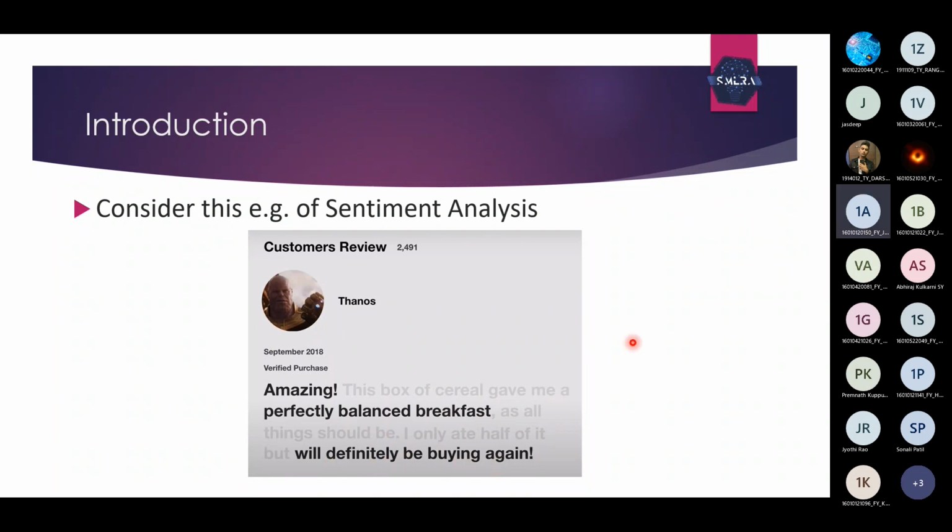So if you think as a human, you have got this comment about your product, say it's a cereal box, and the next day you are asked what the comment was about. You won't give the exact words. You won't say that a customer said these words, amazing, this box of cereal gave me. You won't remember like that. What you will remember is the keywords. He told that it was amazing. It was a perfectly balanced breakfast, and he.